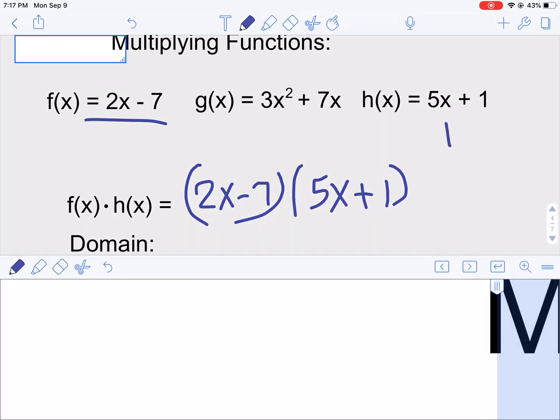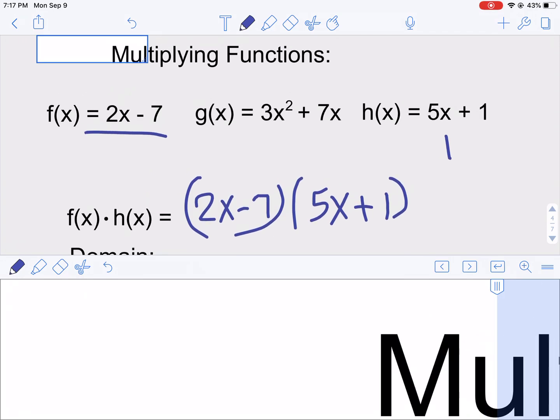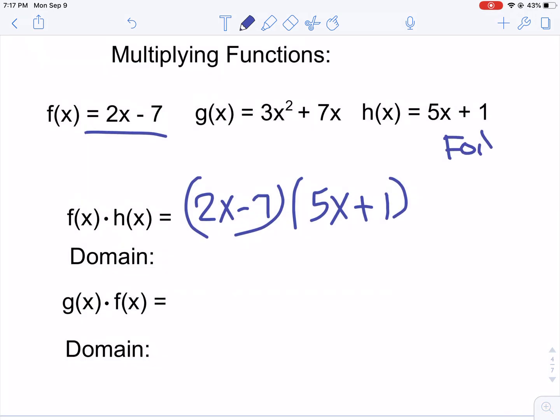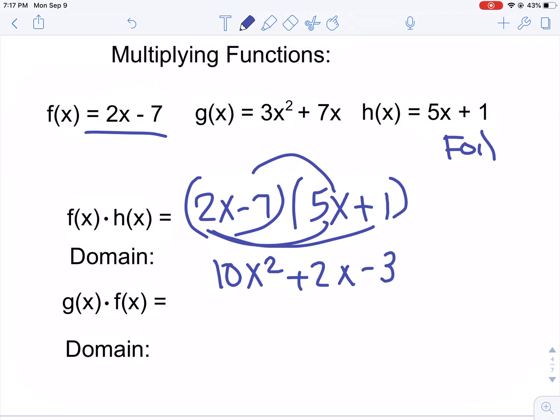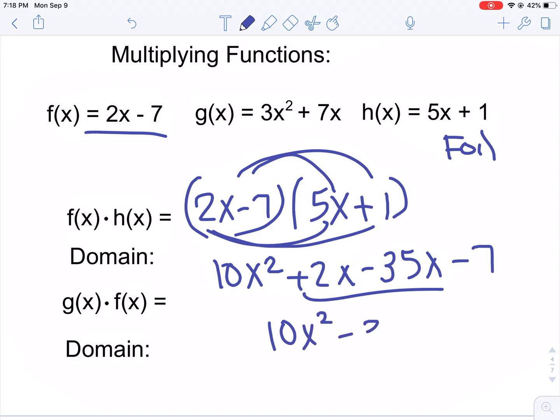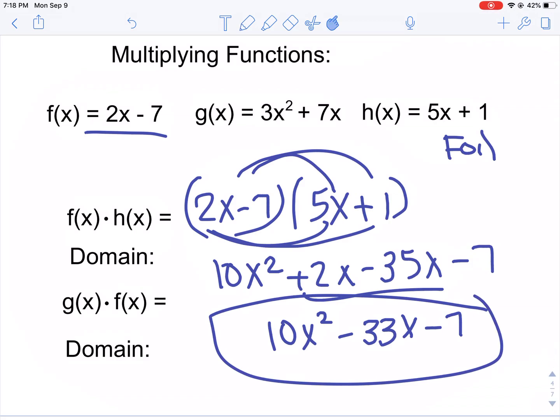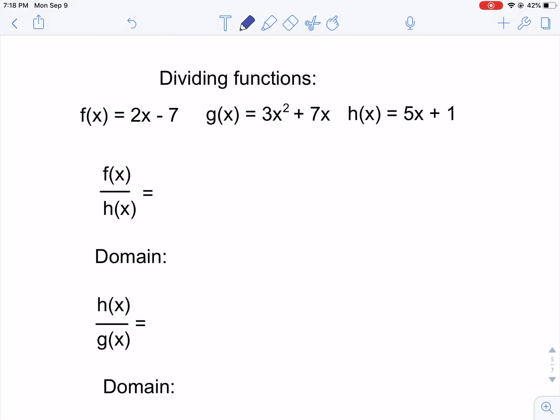Multiplying, if I take 2x minus 7 times 5x plus 1, that's a binomial times a binomial. Remember, you have to FOIL. So first times first is 10x squared. The outsides are 2x times 1, which is 2x. Then we do the insides, which is minus 35x. And then finally we do the last, which is minus 7. Combine your two middle terms, so you get 10x squared minus 33x minus 7. And that's multiplication.